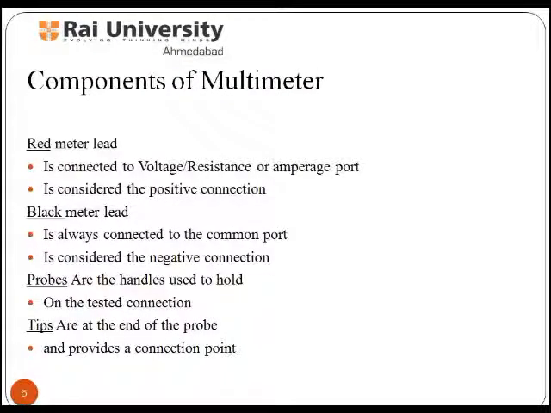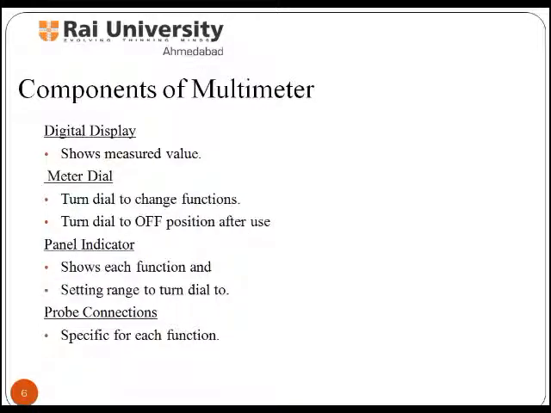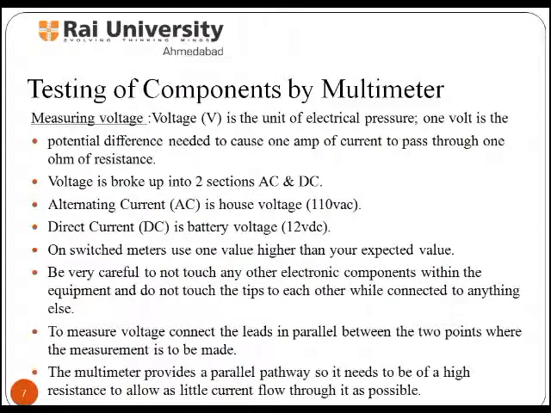Now briefly look at the components of multimeter. Red meter is connected to voltage and considered the positive connection. Black meter is connected to the common port. Probes are the handles used to hold and test its connection. Tips are at the end of the probe. Digital display, it shows measured value. Meter dial, it turns dial to change function. Panel indicator, it shows each function and setting range to turn dial. Probe connection specific for each function.